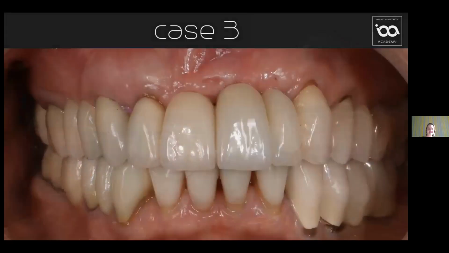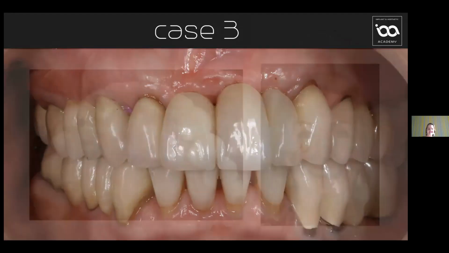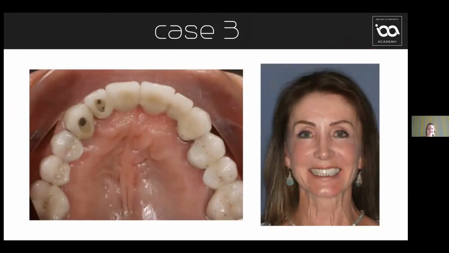So the last case that we're going to do, we have 15 minutes, is another interesting case to me that came along. And again, she'd come to me for an aesthetic improvement of old bridge work, which she had had for nearly 20 years. And I think we have to respect that. So she actually, from 6 to 6 was the bridge work.